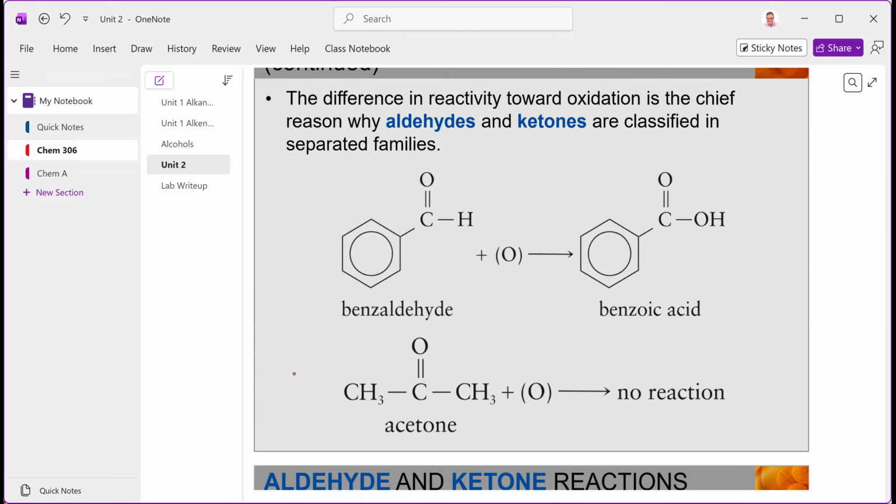So this is an aldehyde, then acid. Now in unit 2, you're going to have to actually name the aldehydes and ketones, but you don't have to name the acids because that's unit 3. So you just say acid. Ketones cannot be oxidized because there's no hydrogen there.